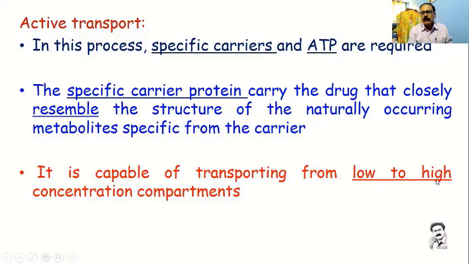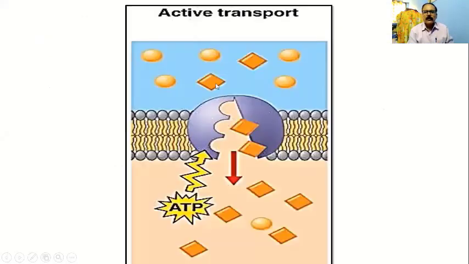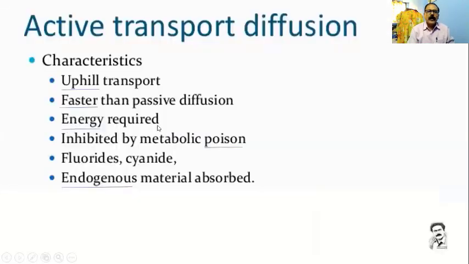Generally, in passive transport, it is high to low. In active transport, it is low to high. So here is the system. You can see the concentration here and the specific active transportation. If the energy is there, automatically this will be opening and it will be transported from one place to another place. So active transportation is an uphill transportation, faster than passive.